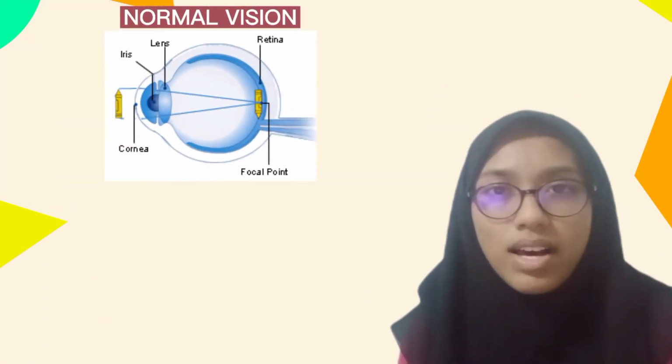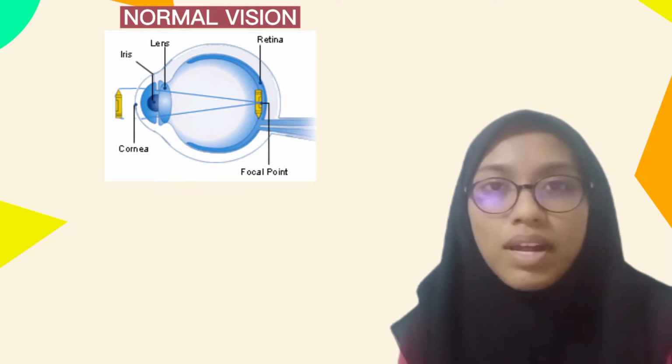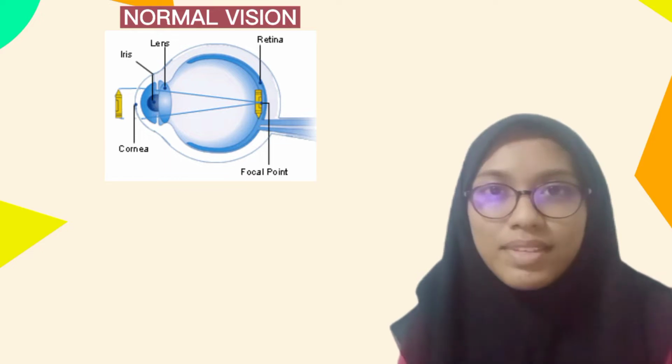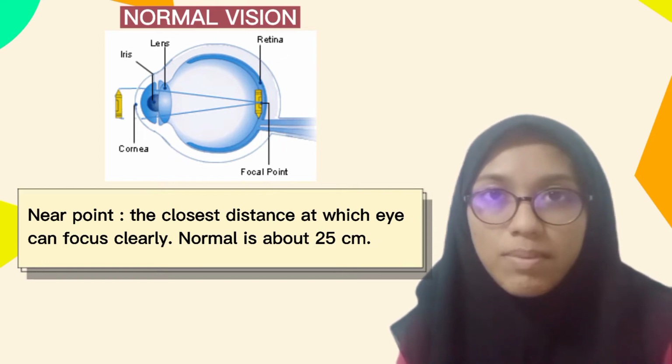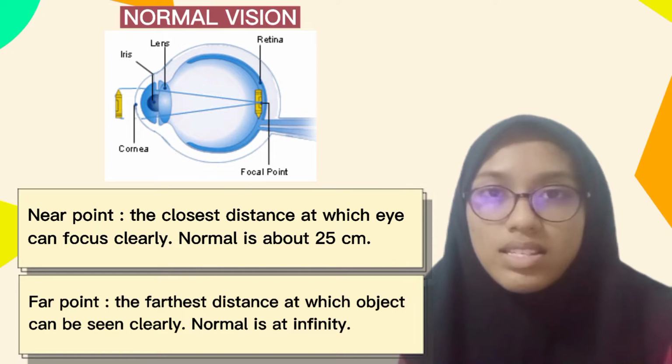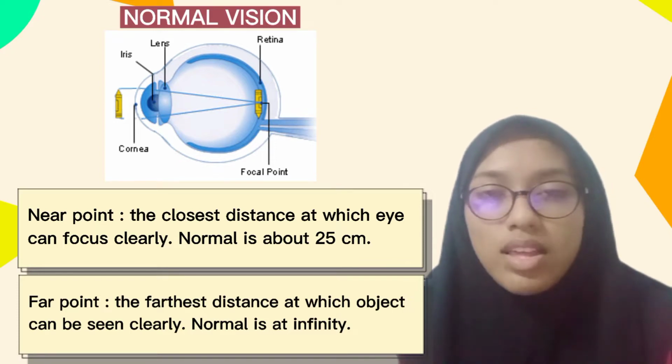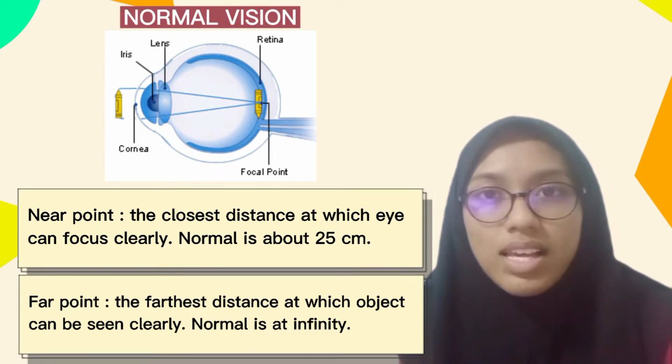In normal eyes, the lens of the eye bends the light to the right length for it to focus on the retina. The closest distance at which the eye can focus clearly is called the near point, which is normally about 25 cm. The farthest distance at which an object can be seen clearly is called the far point, which is normally at infinity.